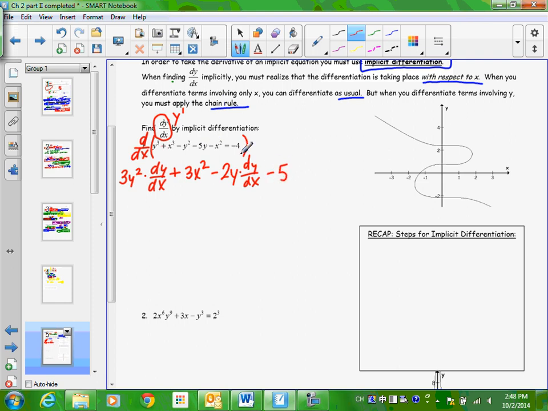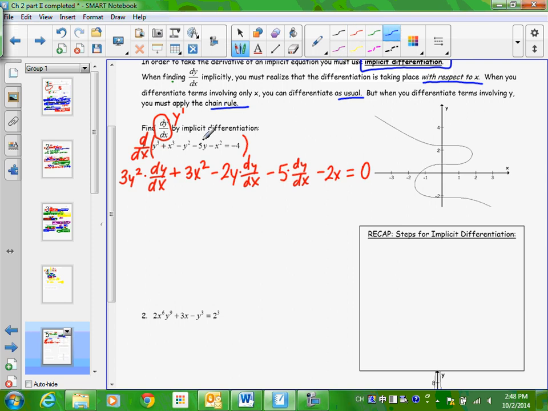Minus 5, and because it's a y term, dy over dx. Even though we took the derivative and the y went away, it was still a y term that we derived. Okay, now we have to differentiate minus x squared. So we write minus 2x, and you don't have to write anything after that. What's the derivative of negative 4? 0.